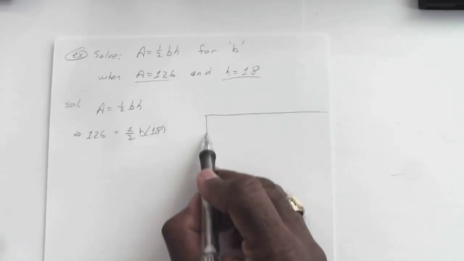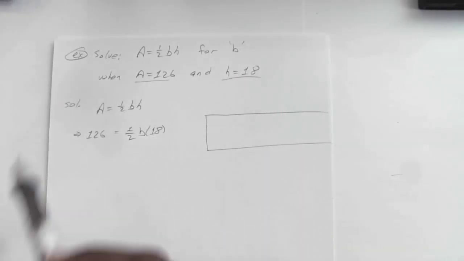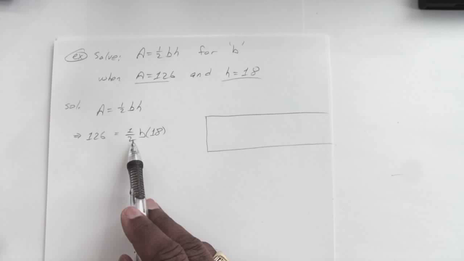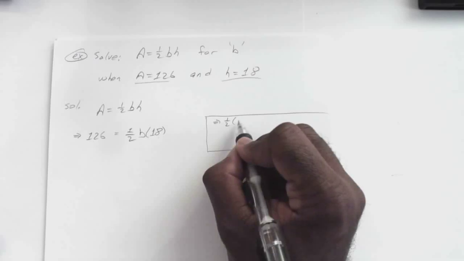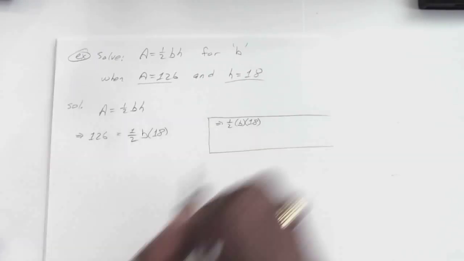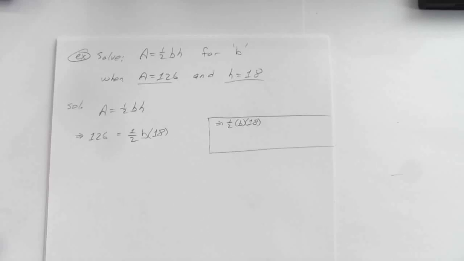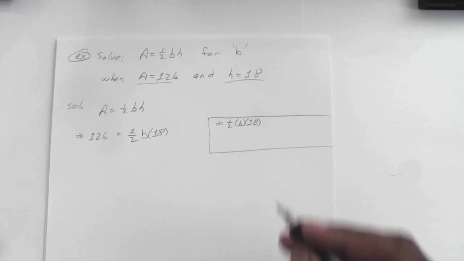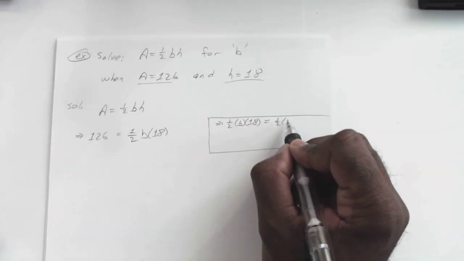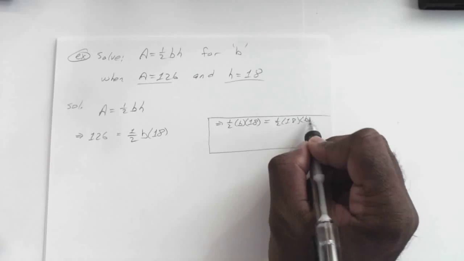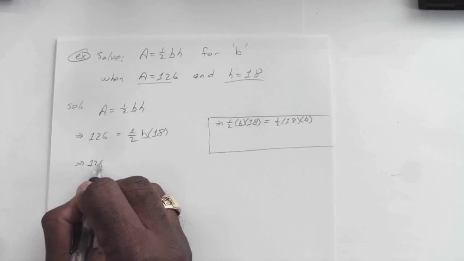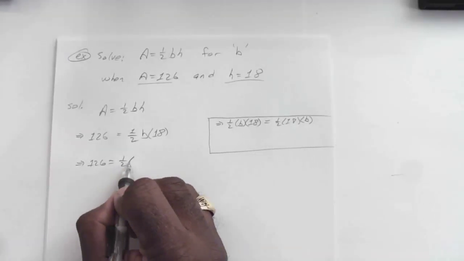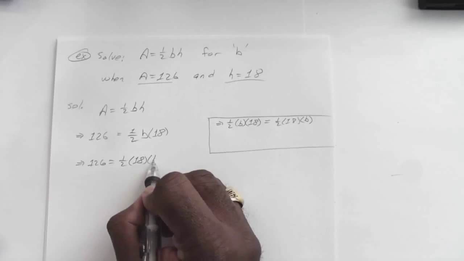Now with this one, you could multiply each side by the denominator, which is 2. But here you have a 2 and an 18, both on the same side. So that means 1/2 times B times 18. Since you're multiplying, you can move those around. That's like saying 2 times 3 is the same as 3 times 2. You can shuffle them around. So this one, you can make it 1/2 times 18 times B. So 126 equals 1/2 times 18 times B.